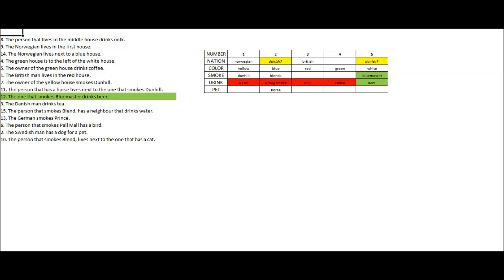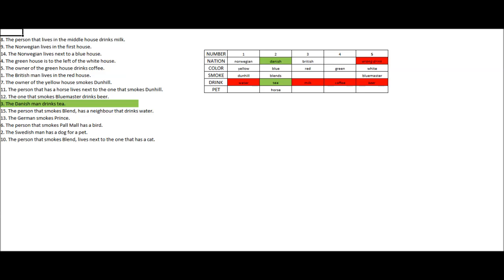The one that smokes Blue Master drinks beer. And now we know that it cannot be slot 2 with the beer because they smoke blends. So we're going to fill in slot 5 with Blue Master and beer. And we go back to the point that the Danish man drinks tea, so the only remaining drink left is slot 2, which will be tea. And we can fill in Danish as well.